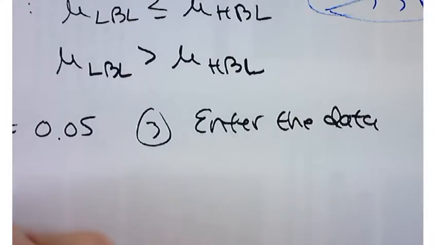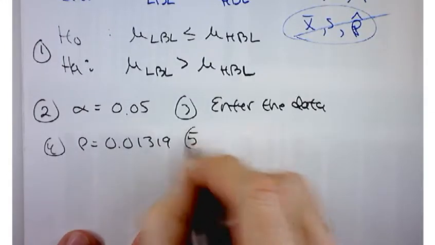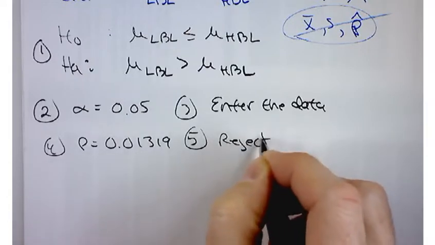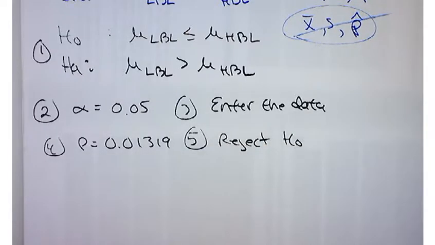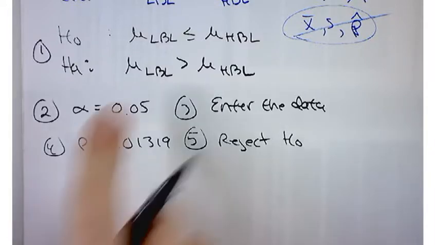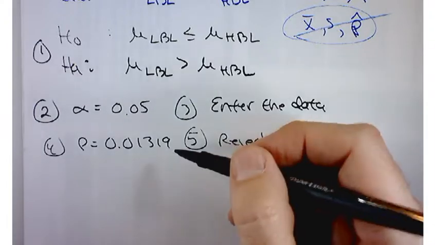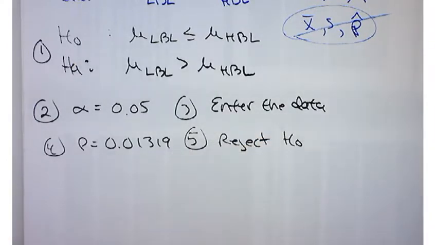So step 4, p-value is 0.01319. What's the p-value allow us to do now? Good. Reject H0. Thank you. Reject H0. What if alpha was 0.01? Would I be rejecting H0? No. But it's pretty close, but we wouldn't quite get to the rejection level. So the last step is to do what?